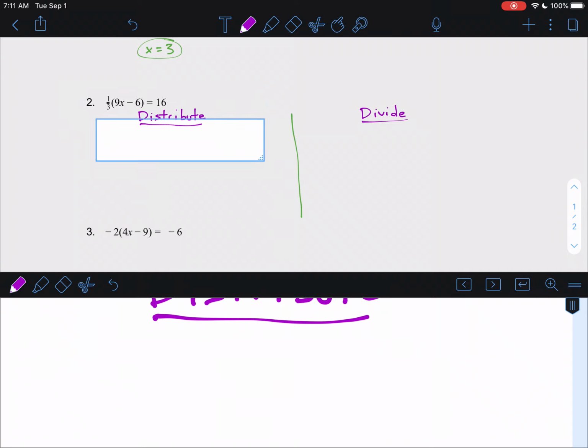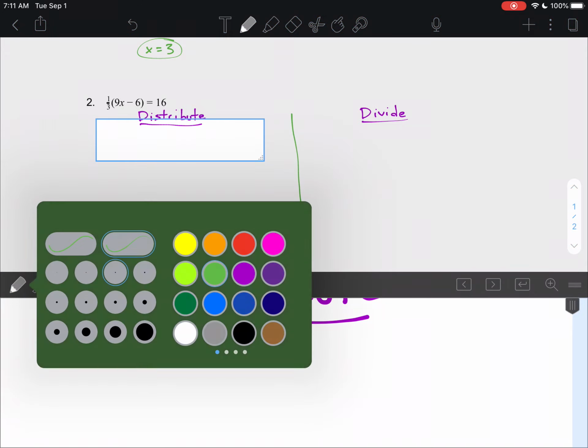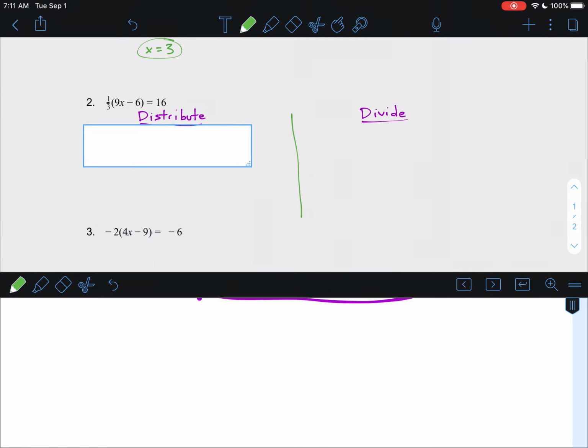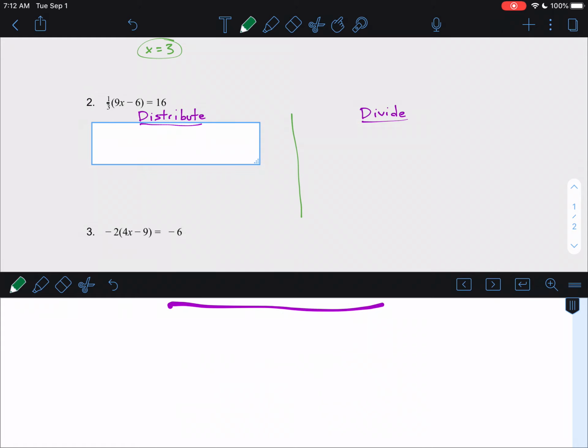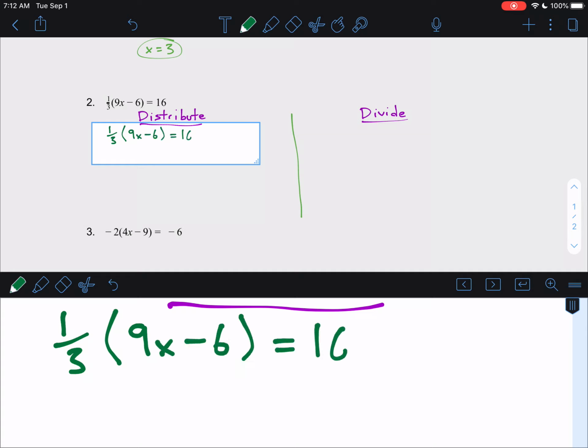So distributing by 1/3 is going to look like this. I'll go back to green now. Actually, how about a darker green now? Okay, yeah, that'll distinguish it. Okay, so I'll rewrite the equation. I have 1/3 times 9x minus 6 equals 16.